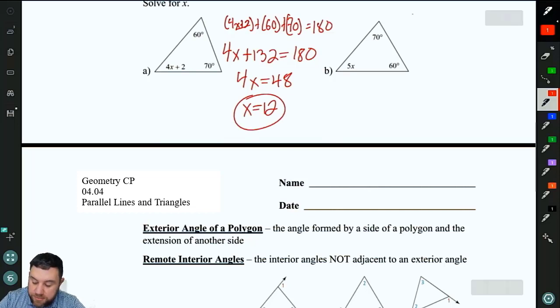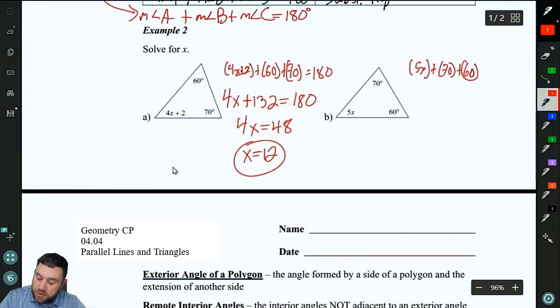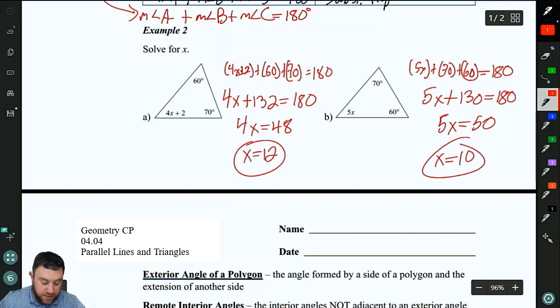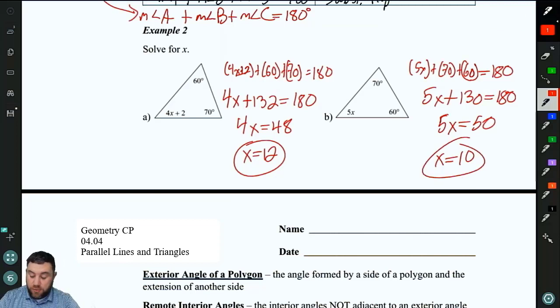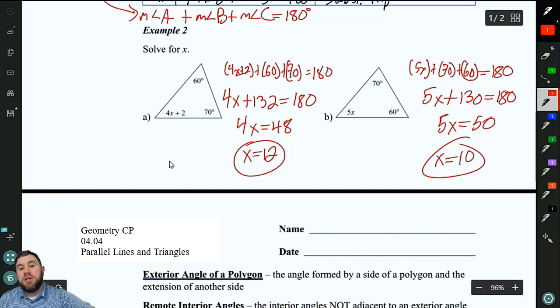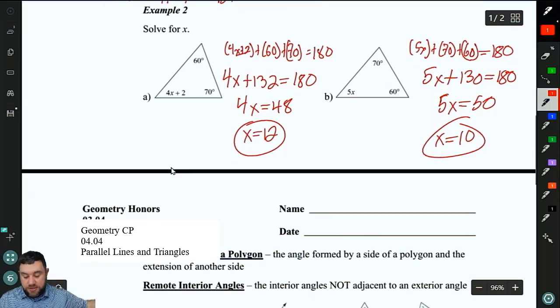For B, same setup, 5x plus 70 plus 60 equals 180, so 5x plus 130 equals 180, and 5x equals 50, so x equals 10 there. And it doesn't matter which order you do your angles. Adding is commutative, so you can write them down in any order. You're still going to get the same answer in the end.